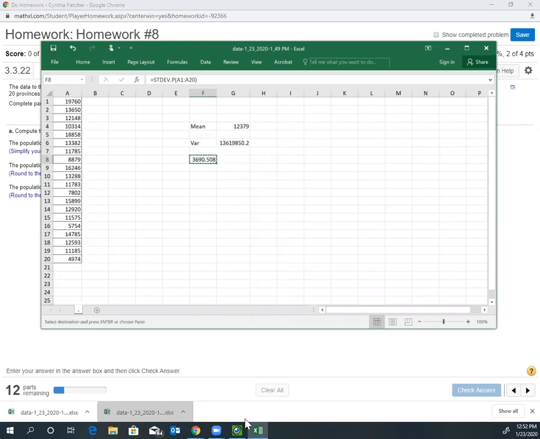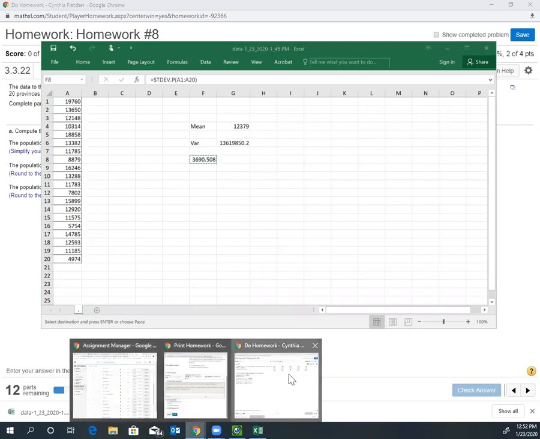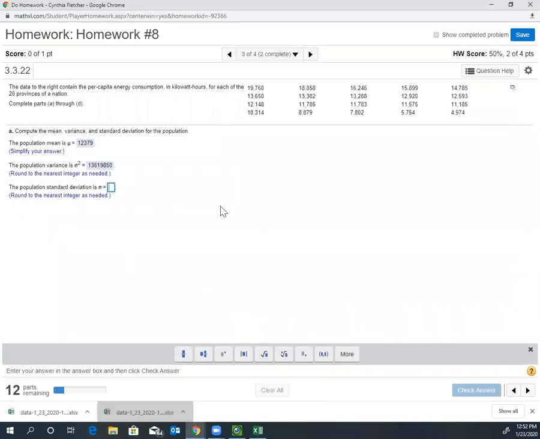And do a copy and Control V. This one says round to the nearest integer. So back out the decimal. The decimal is a 5, so that 0 is going to go to a 1.